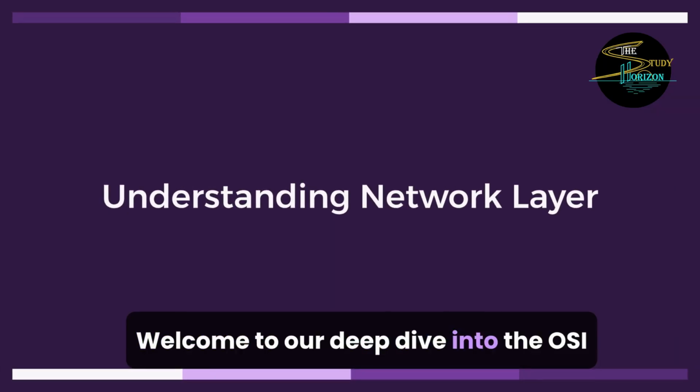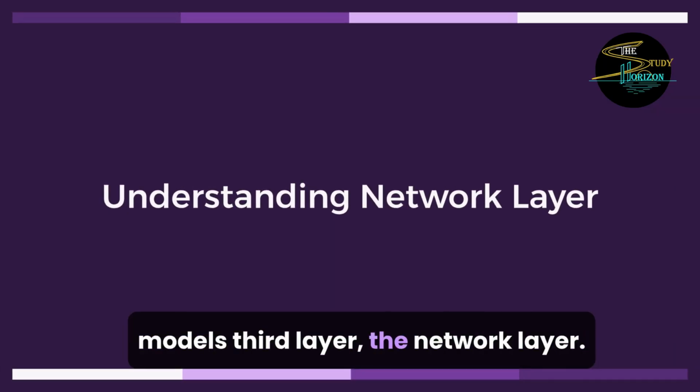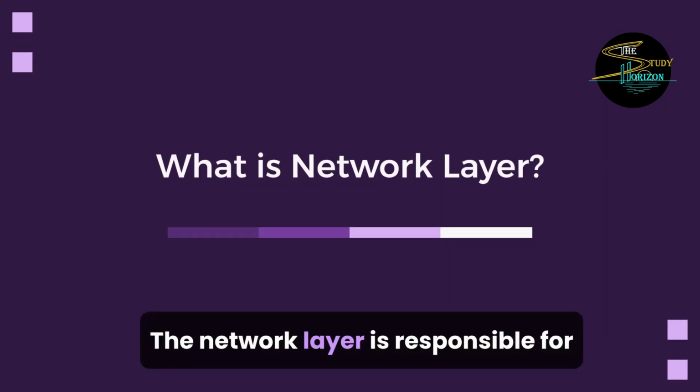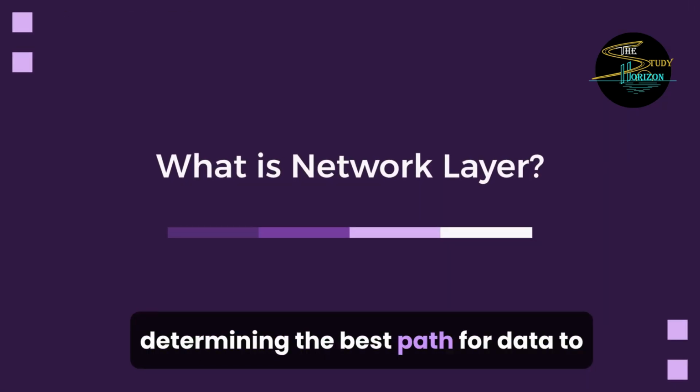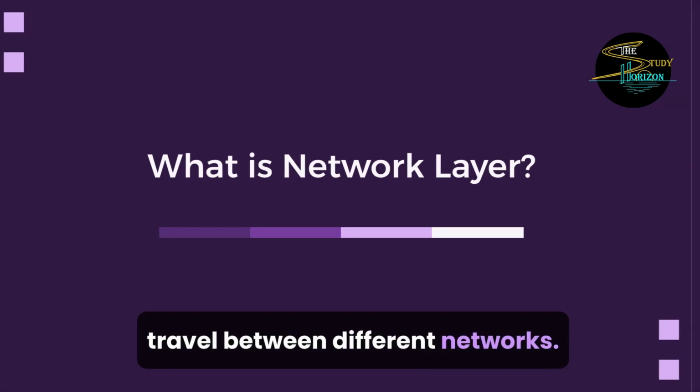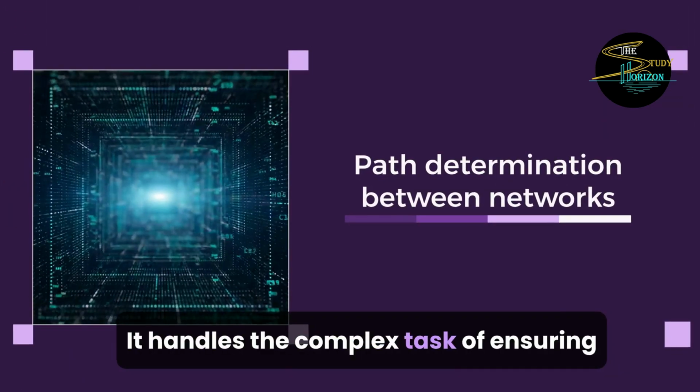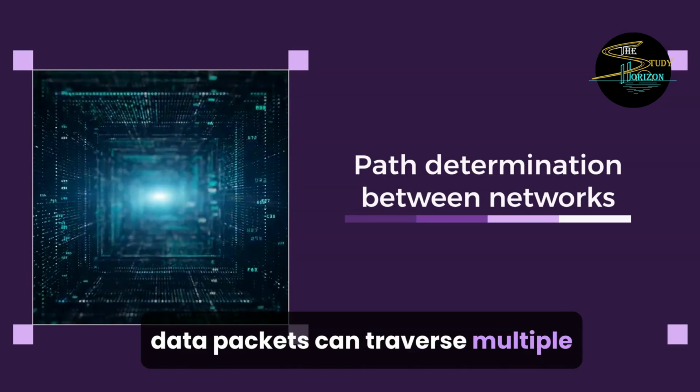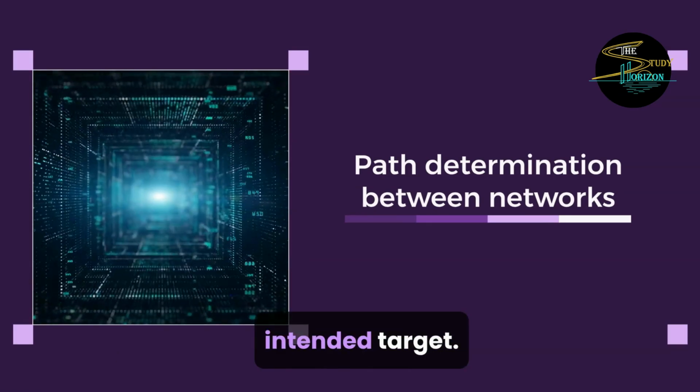Welcome to our deep dive into the OSI model's third layer, the network layer. The network layer is responsible for determining the best path for data to travel between different networks. It handles the complex task of ensuring data packets can traverse multiple interconnected networks to reach their intended target.